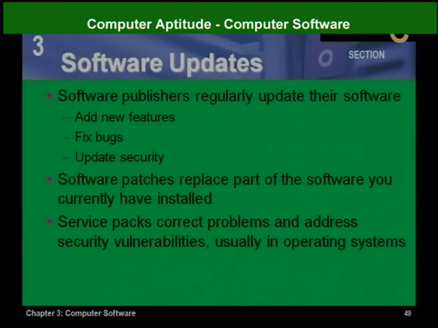Software updates. Now you install a software. Let me go through the definition. Software publishers regularly update their software, add new features, fix bugs, and update security. Software patches replace part of the software you currently have installed. Software patches correct problems and address security and unreliability issues, usually in an operating system.